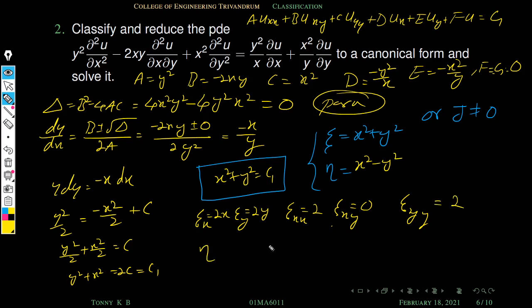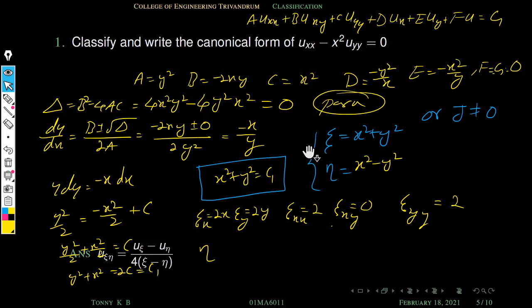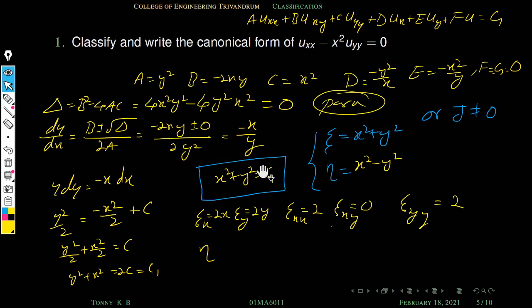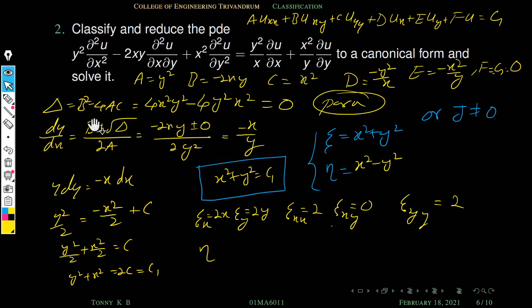Similarly, you find all the derivatives of eta, then substitute in this formula. Which formula? These formulas: a1, b1, c1, d1, e1. We have to evaluate these 5 coefficients using the derivatives. Okay, you can try that yourselves. Then you substitute all the values of a1, b1, c1, d1, e1 in this given equation. That gives the canonical form. Okay, I'm going to write the canonical form.